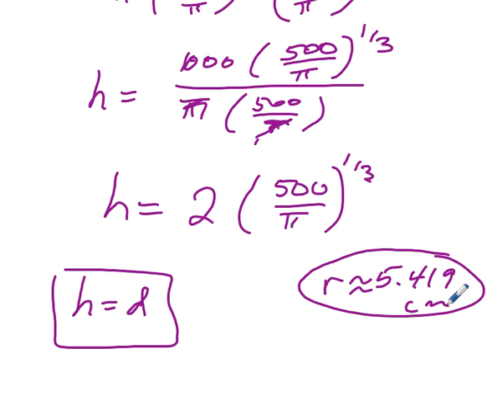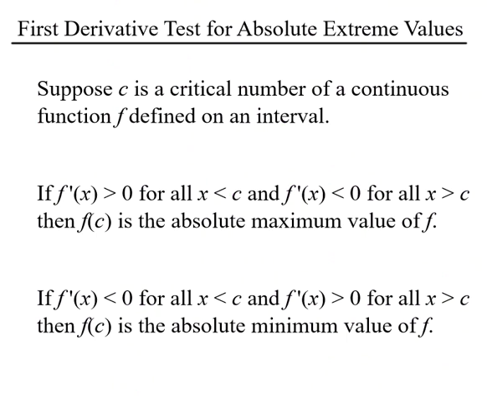So far, though, on all of these problems, I've just kind of taken the critical values. I haven't tested to make sure it really was the absolute max, mostly because they've only had one. But if c is a critical number of a continuous function defined on an interval, if f prime of x is greater than 0 for all x less than c, and the derivative is negative for all x greater than c, then f of c has to be an absolute max. That's just saying that it was larger on everything. And similarly, you can say a similar thing for being an absolute minimum.